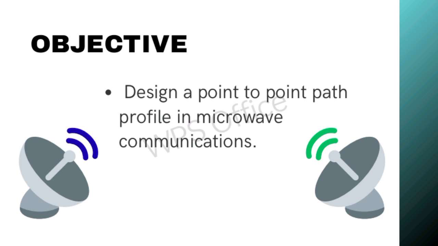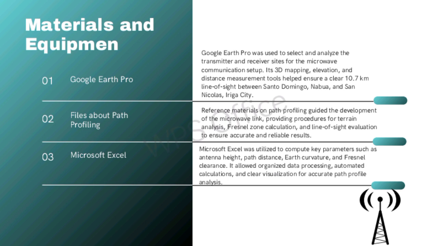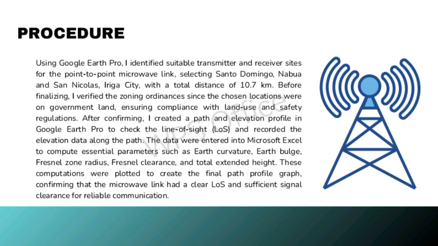The objective of this laboratory is to design a point-to-point path profile in microwave communication. The materials and equipment that I used in this laboratory are, first, Google Earth Pro for selecting the transmitter and receiver sites. Second, files about path profile for providing the procedures. Third, Microsoft Excel for computation. So this is the procedure on how I designed my path profile.